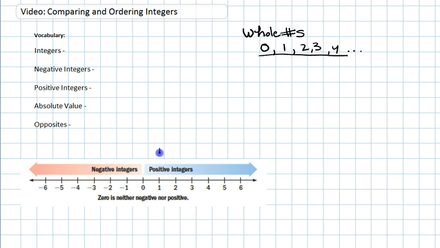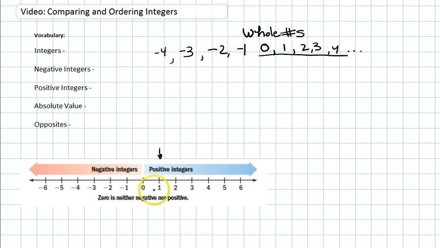So if I look at the number line here, here's the number 1. Its opposite is on the other side, or -1. 2, and its opposite is -2. So integers are the whole numbers and their opposites. There are both negative and positive integers.